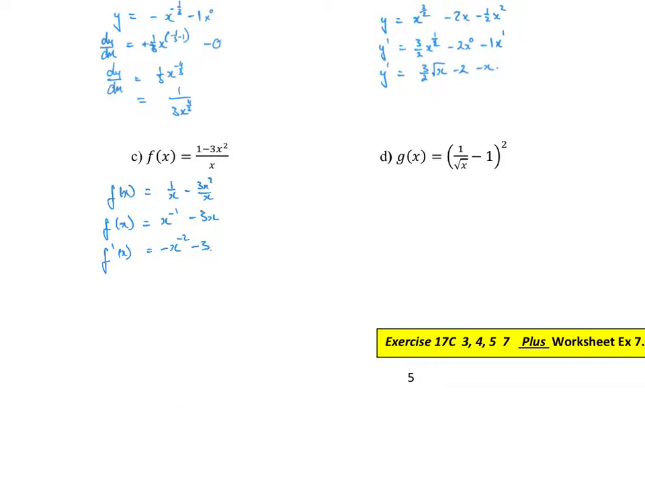Derivative of 3x is just 3. So we might write that as negative 1 over x squared minus 3 as f dashed of x. So that's my gradient function. That's a rule that helps me find the gradient anywhere.